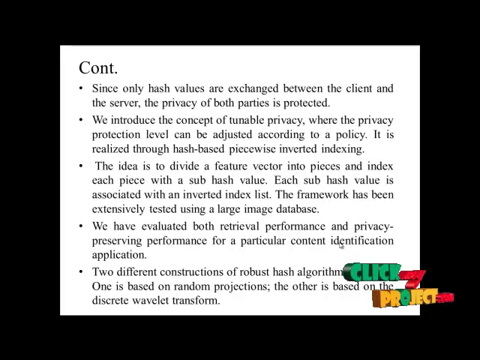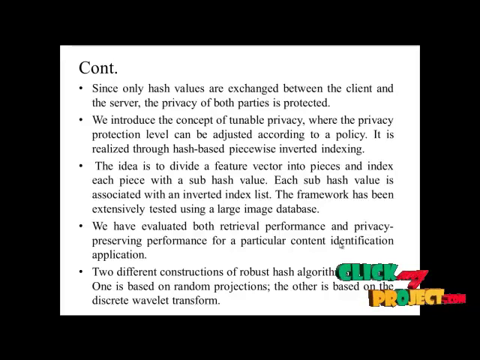The idea is to divide the feature vector into pieces of index, each piece with sub-hash values. Each sub-hash value is associated with an inverted index list. The framework has been extensively tested using a large image database. We are using a multimedia database to test information retrieval performance and privacy-preserving performance based on particular content identification. Two robust hash algorithms are used: one is based on random projection, and the other is based on the discrete wavelet transformation.